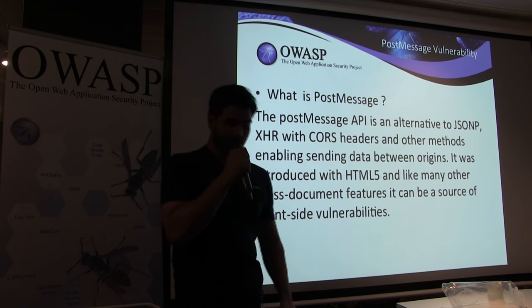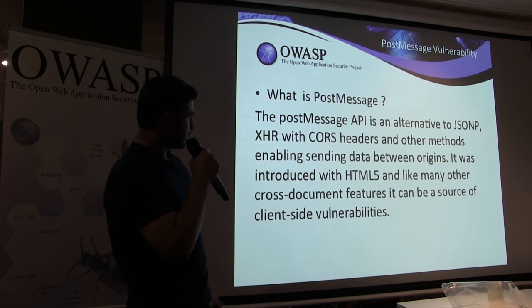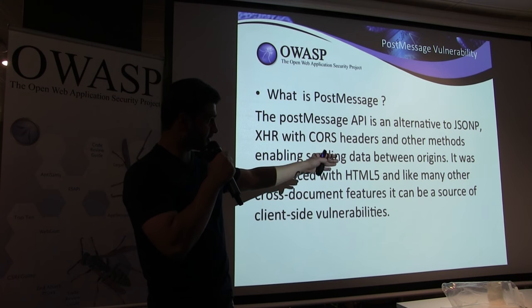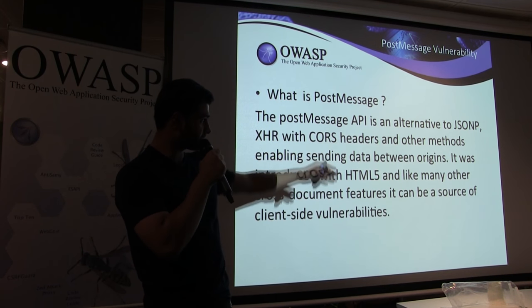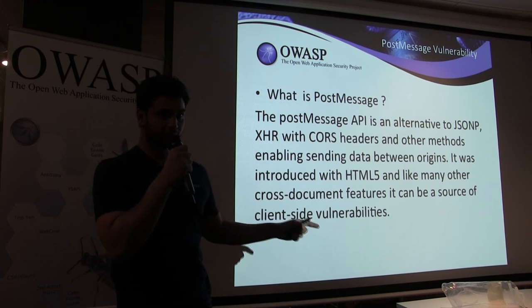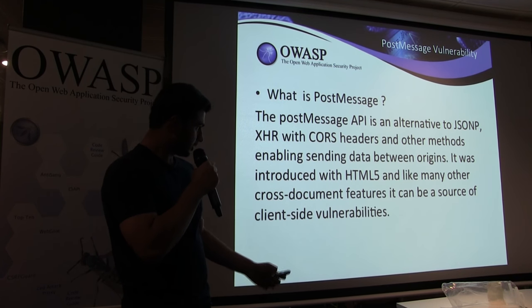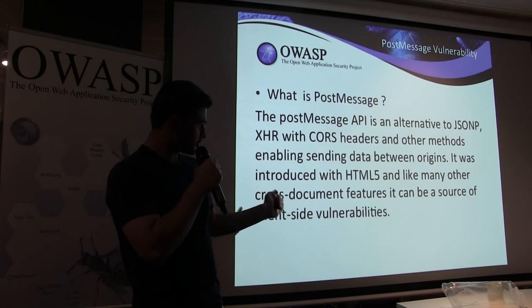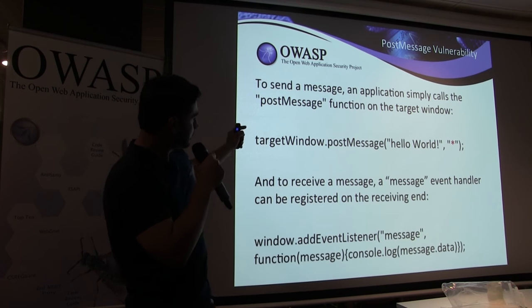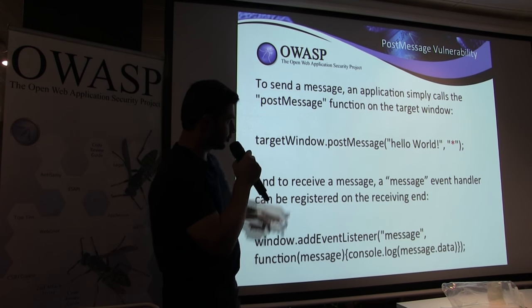Okay, so there is a postMessage vulnerability. postMessage is an API alternative to JSON and XHR calls, headers, and other methods, for sending data between two origins. It was introduced in HTML5. Now, I'm going to show you where actually the vulnerable point is.